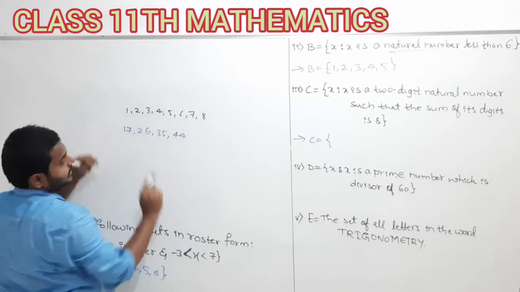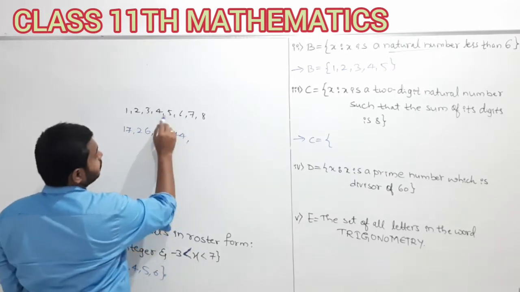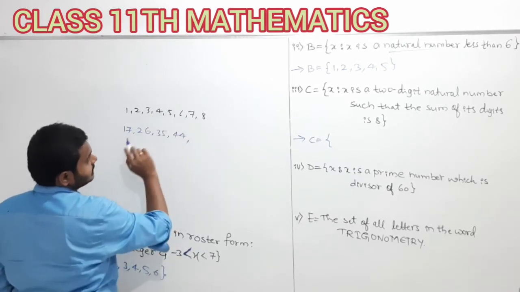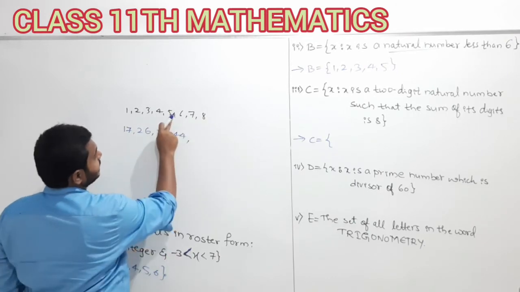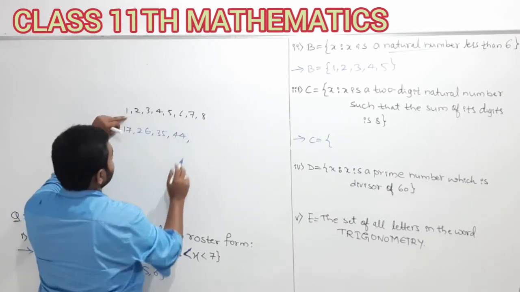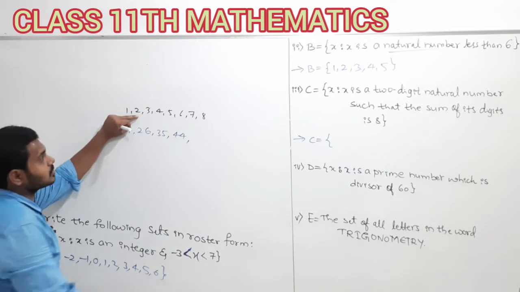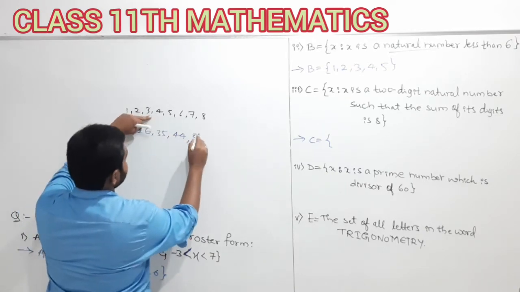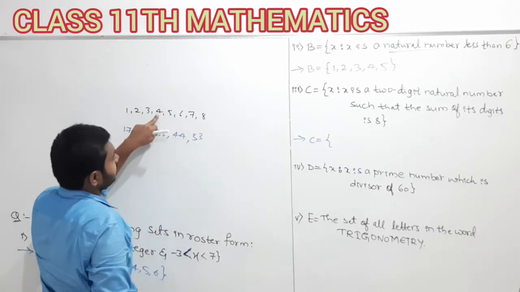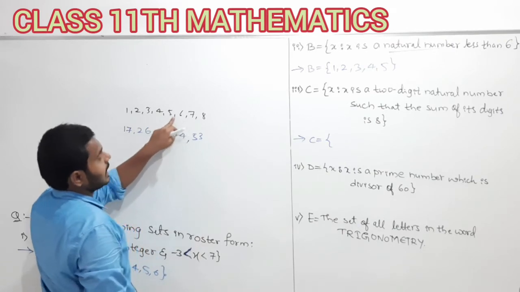You can take it, my dear students. And next, 4 plus 5 is 9, 4 plus 6 is 10, again it is not possible. And next, 5 plus 1 is 6, not possible. 5 plus 2 is 7, not possible. 5 plus 3 is 8, so it means you can take 53. And next, 5 plus 4 is 9, 5 plus 6 is 11, again it's not possible.